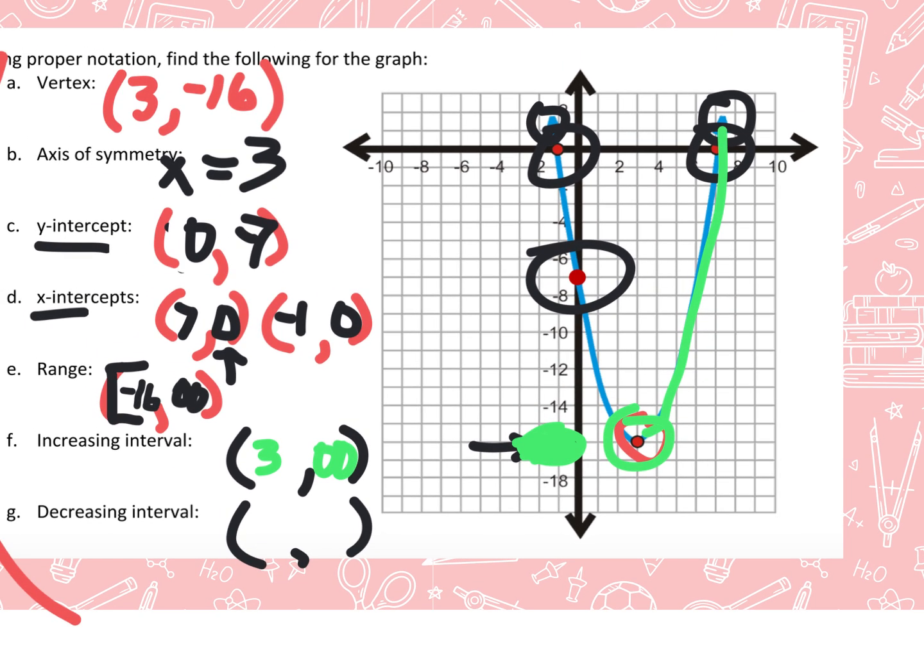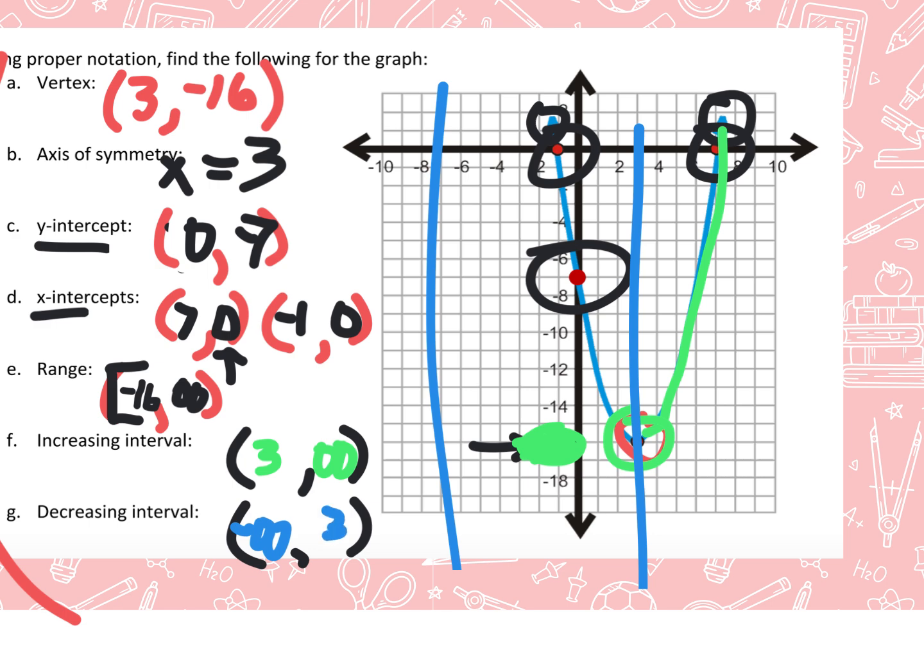The decreasing is the other part, which is like from here to here, it was decreasing, which is from negative infinity until 3. Process that for a second. At the end, a lot of people are going to mess up increasing and decreasing because they get them confused.